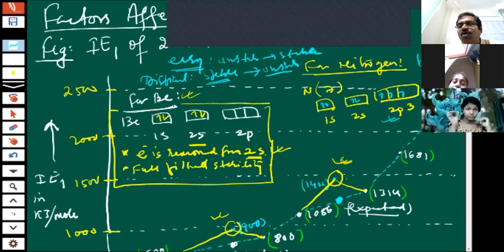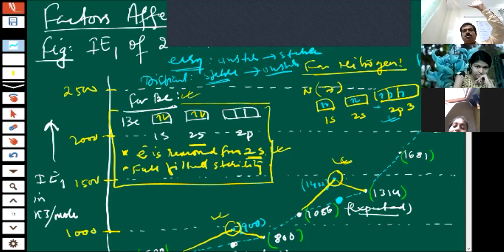So here nitrogen is already stable. When you are removing an electron, you are making it unstable. So this process will require high energy. How many of you have understood? Please raise your hand. Okay, very nice.